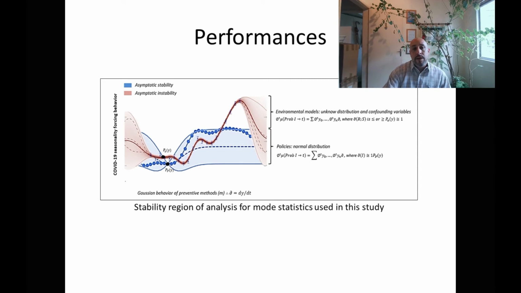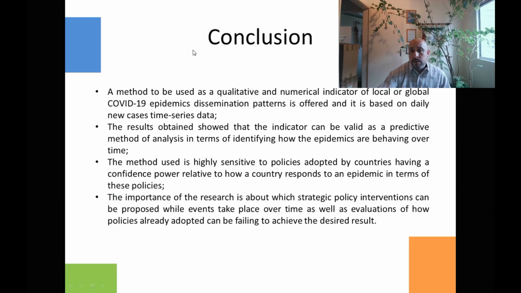And here we have some representative results of the research. Here you have in blue color and red color the asymptotic stability or instability, where the confounding environment, that is the red color, as in the previous slides, shows very unstable regions of analysis for prediction results. And here in blue color you have the apparently normal distribution only for the policies case that is sustained by this method we applied to this data. And this situation leads us to the following conclusions.